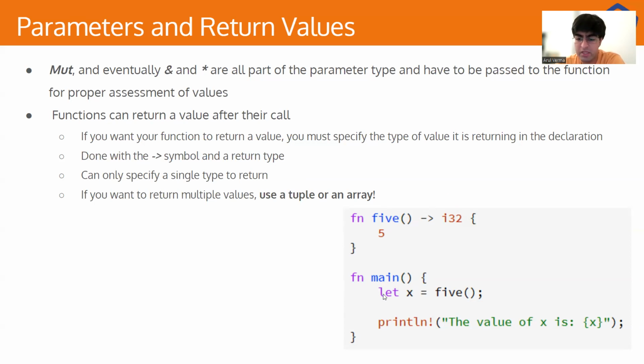And you can see we have fn main, let x equals 5, and if we print the value of x, we'll get 5.